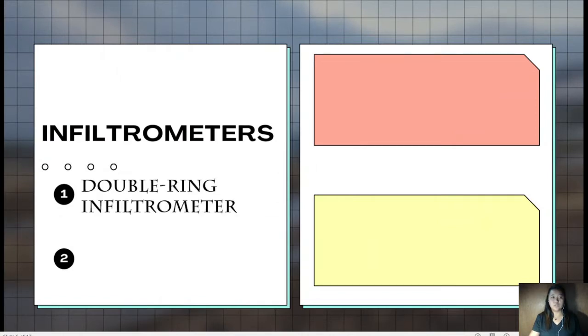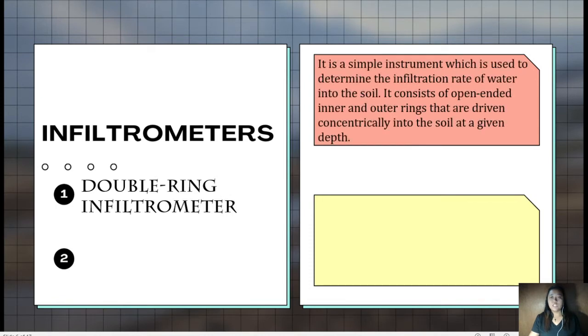First is the double ring infiltrometer. It is a simple instrument which is used to determine the infiltration rate of water into the soil. It consists of open-ended inner and outer rings that are driven concentrically into the soil at a given depth. Outer ring water fills soil voids in the lateral dimension, leaving the inner ring to vertical flow.